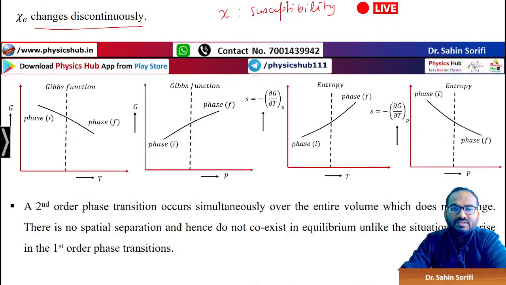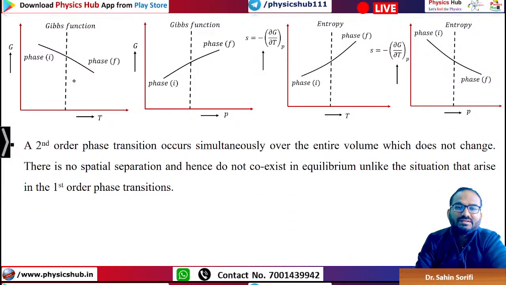Let's quickly move on. These are the plots. Gibbs free energy, you see, G versus T, G versus P. These are continuous. Okay, Gibbs function. These are continuous. First derivative, you see, S is equal to minus del G by del T, versus T. For first order phase transition, we have seen that there was a discontinuity, but it is a second order phase transition, so it is continuous. Similarly, the variation of entropy with pressure is also continuous. Second order phase transition occurs simultaneously over the entire volume.